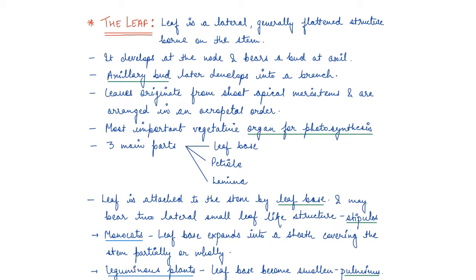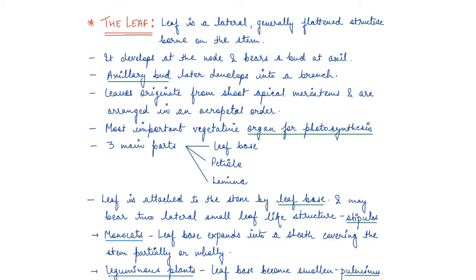Now the most important vegetative organ of a plant is nothing but a leaf. And why is it so? Because it is the organ for photosynthesis. So because of the function that it performs, which is photosynthesis, it is the most important vegetative organ of a plant. Now leaf has three main parts. It has a leaf base, then a petiole and a lamina.